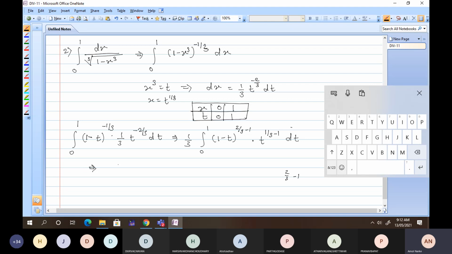This implies you are getting this value as 1 by 3 beta of 1 by 3 comma 2 by 3. And you will get the answer now. Now find out the answer. Tell me what is the answer.